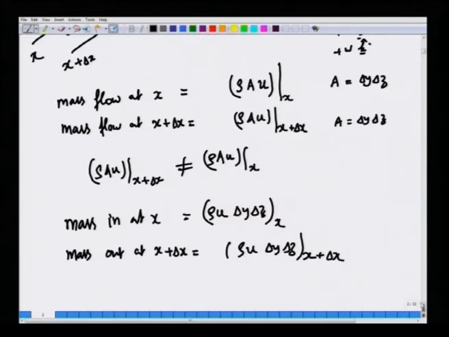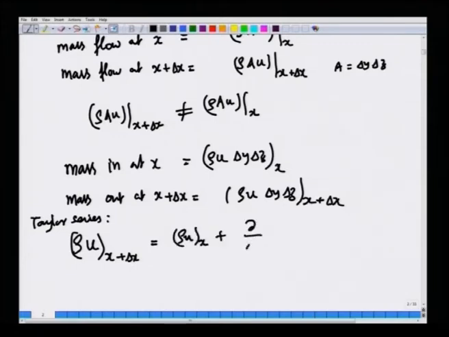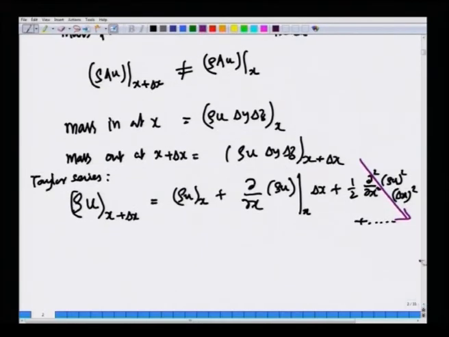This is in general not the same as the quantity rho u at x, but you can use what is called a Taylor series expansion to find out what is rho u at x plus delta x. This is rho u evaluated at x, plus d dx of rho u evaluated at x times delta x, plus half d squared dx squared of rho u times delta x squared, plus so on. Now, we are going to drop all the higher order terms. So, we are going to restrict only to this order.